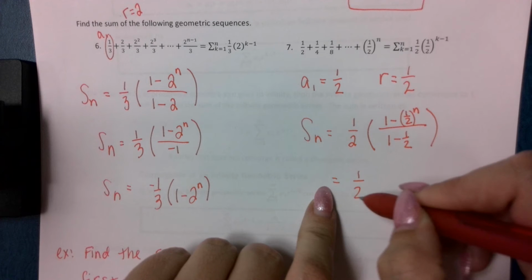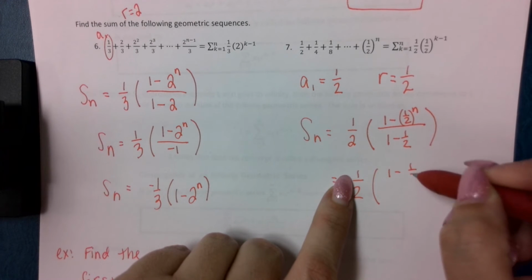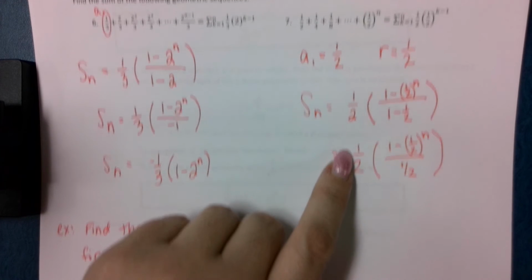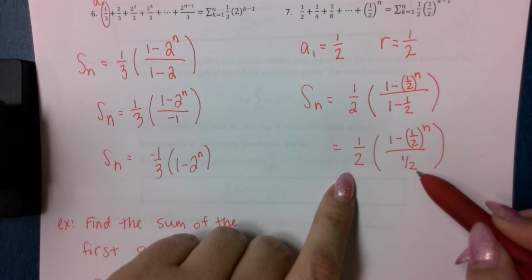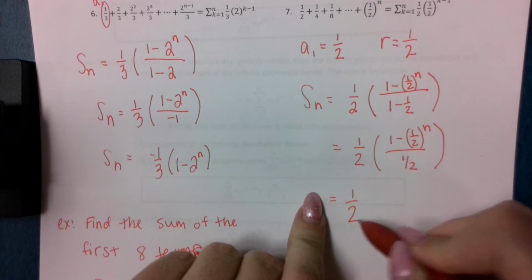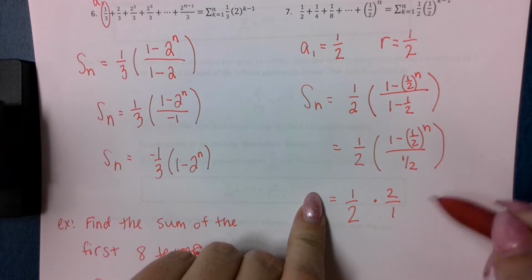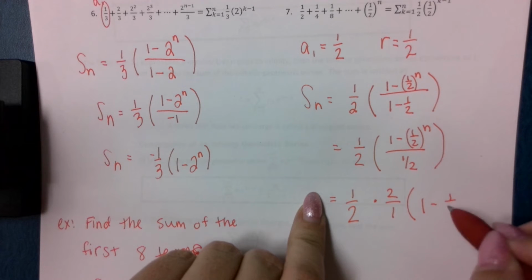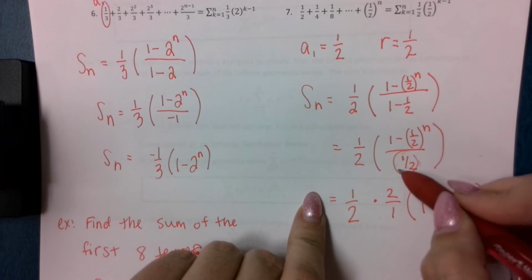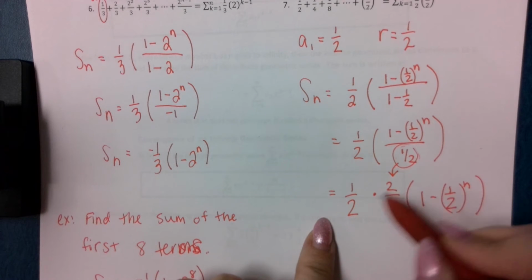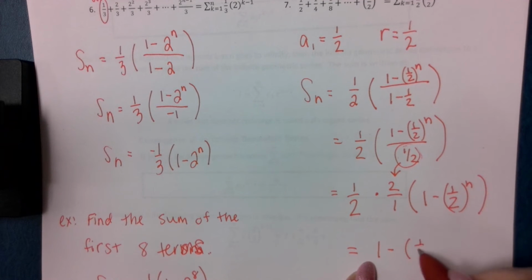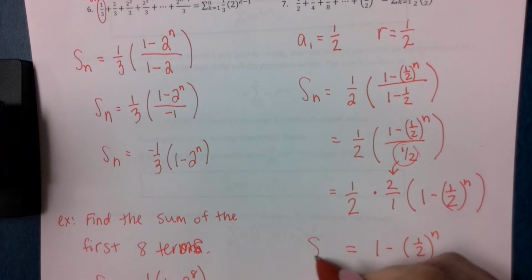That gives us 1/2 times 1 minus a half to the n over a half. Now remember, when I'm dividing by a fraction, that's multiplying by the reciprocal. So this is like saying 1/2 times 2 over 1 times 1 minus a half to the n, because this 1/2 became flip. Well, 1/2 times 2 over 1 is just 1, so that just leaves me with 1 minus a half to the n.